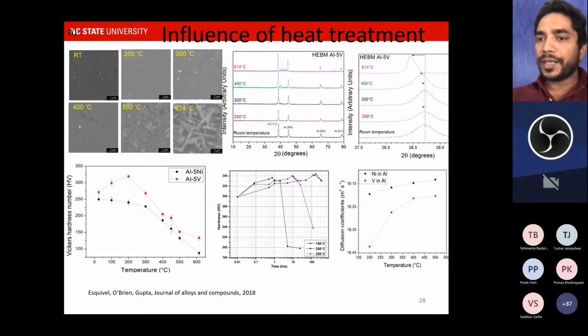These alloys were really thermally stable, and thermally stable means that if you go up to 300 degrees centigrade, we don't see significant grain growth, and we don't see significant loss in solid solubility. So these two parameters are very important. And aluminum vanadium alloys also responded to age hardening.